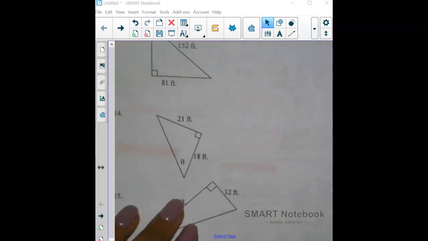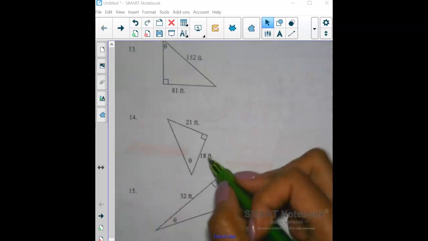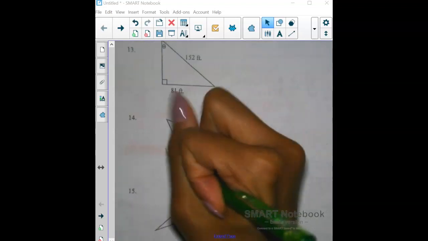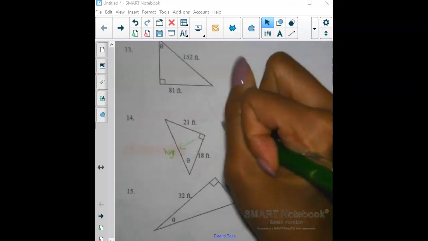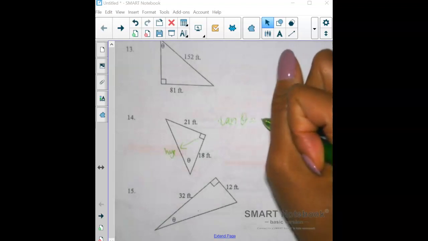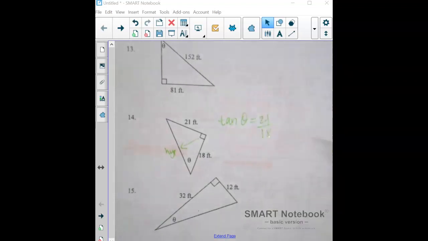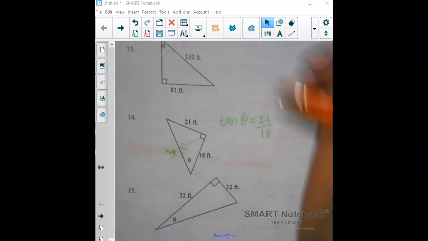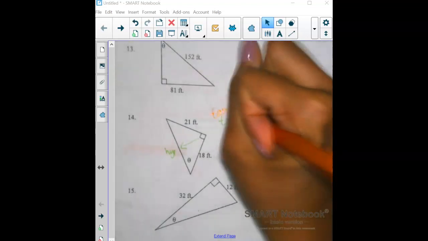So for this question, I have to zoom out. Right across from the 90-degree angle, that's the hypotenuse. So we're going to say that we have the opposite and the adjacent side, so we're going to use tangent again. So tangent of theta is going to equal opposite over adjacent. I'm going to go ahead and solve. So in solving, I'm going to do the tangent inverse on each side.